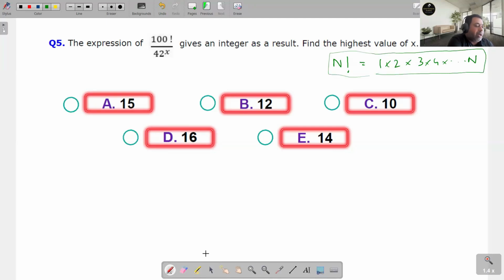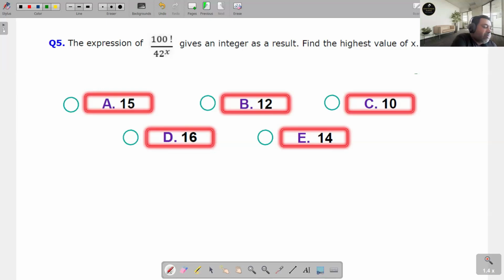However, this is a mathematical expression. Just like you have exponents, you have something called factorial. Now let's understand this. It says the expression of 100 factorial by 42 raised to the power x gives us an integer as a result. If this is an integer, it means that 42 raised to the power x completely divides 100 factorial, right?